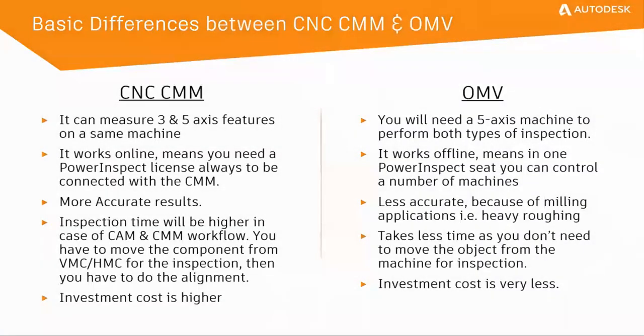I want to differentiate CNC CMM and OMV in this slide. So what are the basic differences? In CNC CMM, it can measure 3-axis and 5-axis features on the same machine. If you have the OMV application and you want to inspect a 5-axis positional feature, then you need a multi-axis machine. But in CNC CMM, you can measure with a probe. So that is the basic difference.